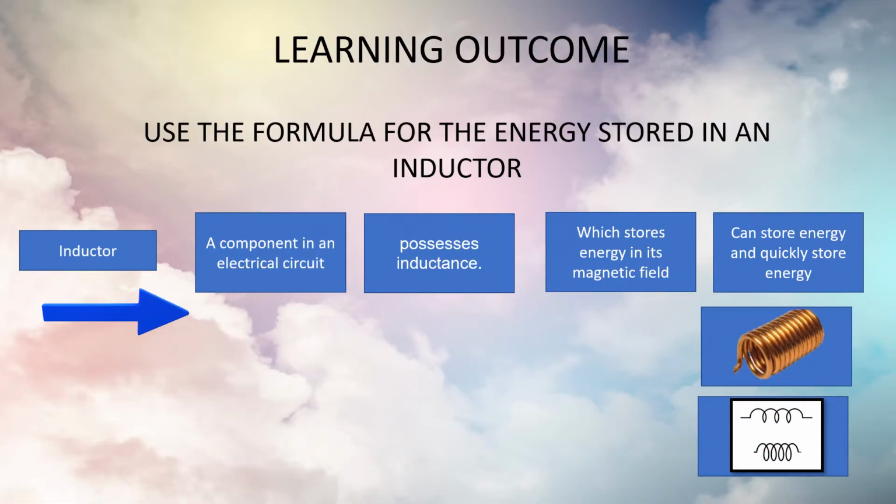The learning outcome for today's lesson is to use the formula for the energy stored in an inductor. Now what is an inductor? An inductor possesses inductance, L. An inductor is a component in an electrical circuit which stores energy in its magnetic field. It can release this almost instantly. Being able to store and quickly release energy is a very important feature, and that's why we use them in all sorts of circuits. The magnetic field that surrounds an inductor stores energy as current flows through the field.